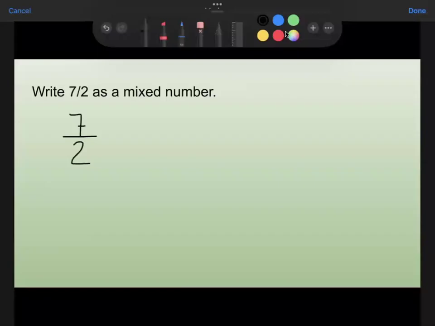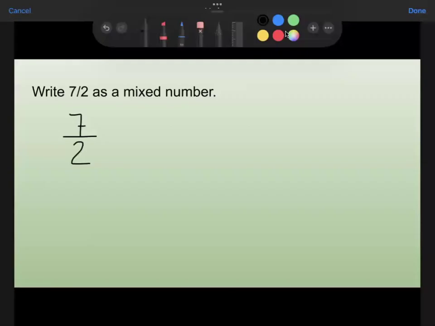So an improper fraction is any fraction that has a numerator on the top that is bigger than the denominator, or the number on the bottom. And what that means is it's more than one whole. So we can rewrite it as what we call a mixed number, where we have a whole number and a fraction next to it. So that's what we're going to do today.